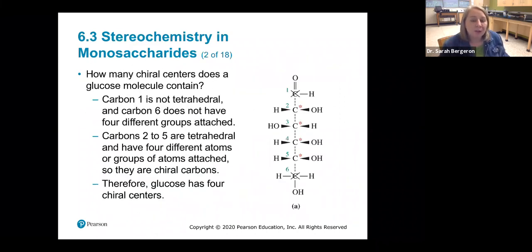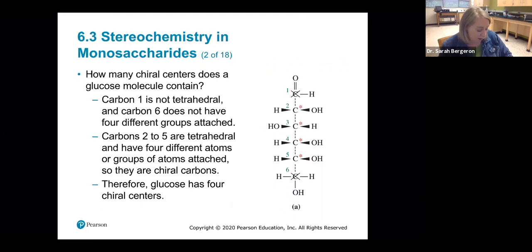Okay, so if we look at our new way to draw glucose, I want to know how many chiral centers are in my glucose molecule. Whenever you're counting on glucose, start counting wherever your carbonyl group is. So my carbon with my double bond oxygen, that's always going to be carbon number 1. Carbon number 1 has a double bond. It can't be chiral if it has a double bond, so put an X on that one, not chiral.